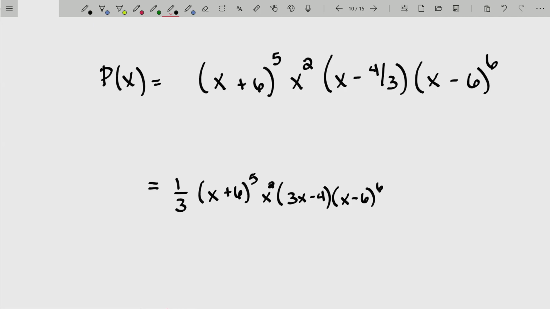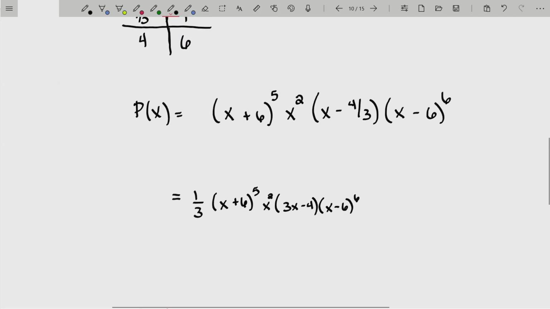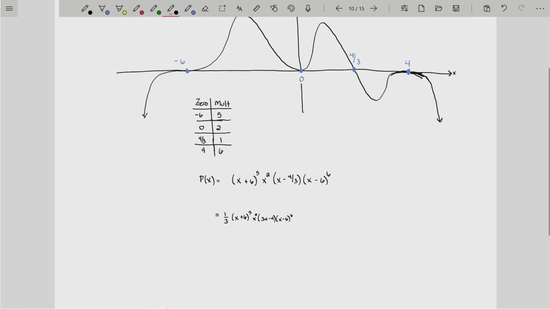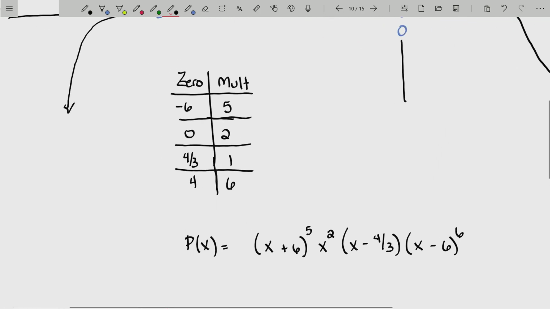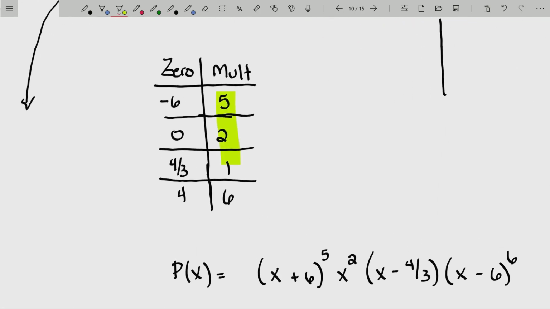The last thing I need to do is double check that it's opening in the right direction, because right now it's actually not. Look at the overall degree of this polynomial. That is, add up the multiplicities. 5 plus 2 is 7, plus 1 is 8, plus 6 is 14. If you think about a polynomial of degree 14, its end behavior, which is something we've talked about, should look like this. In between, we don't know what it looks like, but it should look like a parabola at the edges.